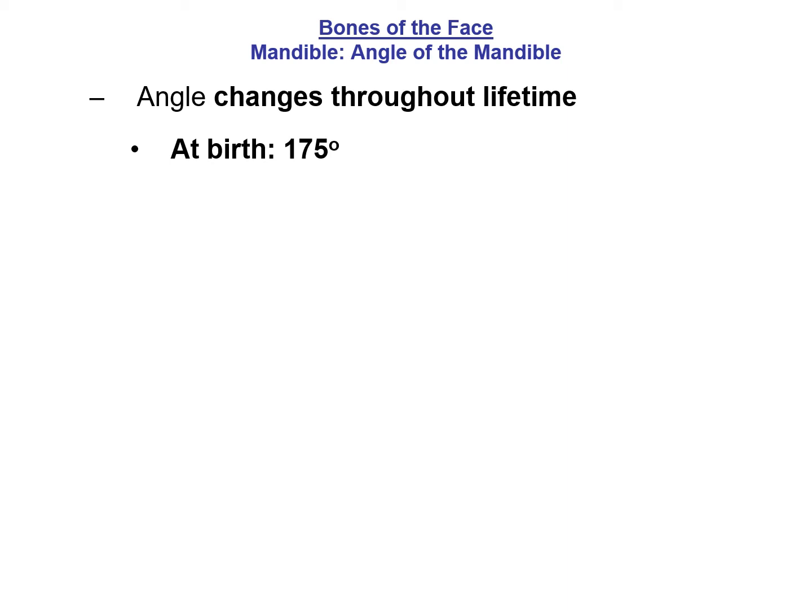But as you grow, it will start to go more towards 90. So at birth, it's 175. At your first year, it's about 140 degrees. So again, it's starting to move more towards 90 degrees. As an adult, it can range between 110 and 120. In old age, that angle can go back to about 140 again if you lose your teeth.